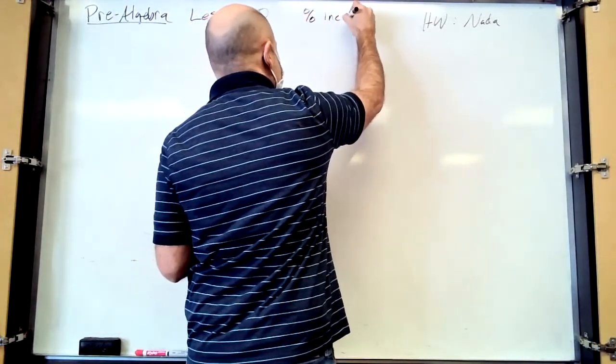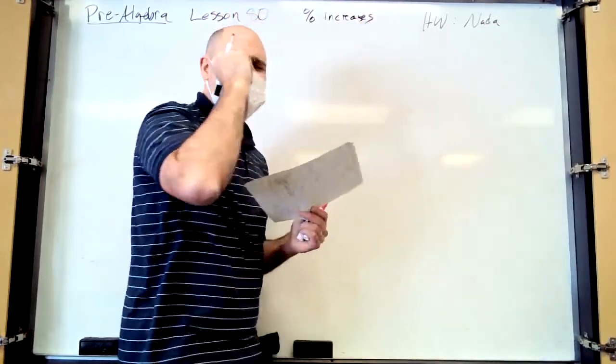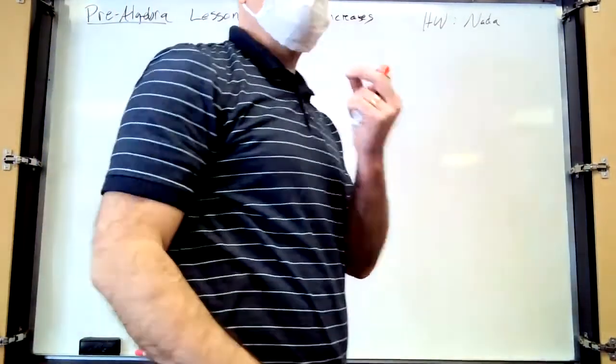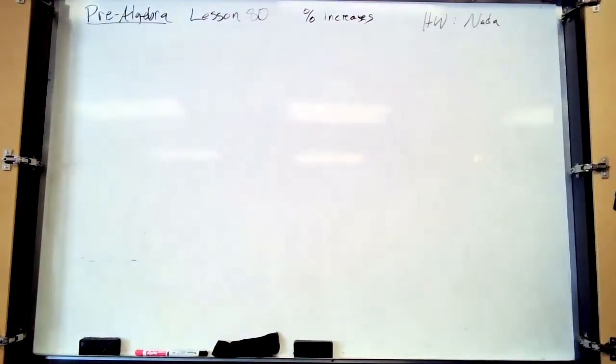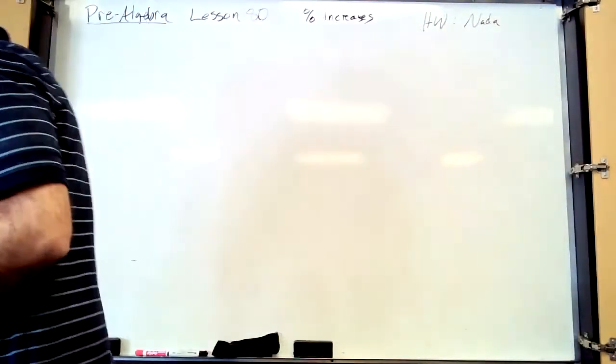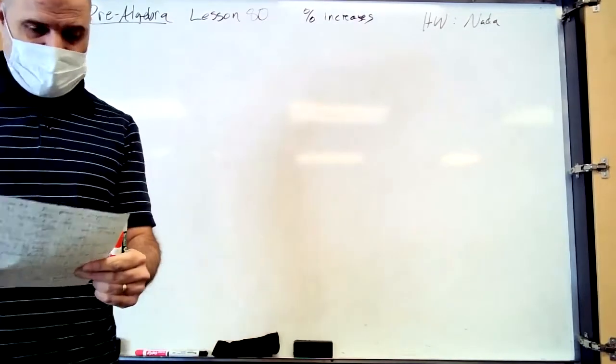Percent increases. Oh, I hate this. Now we've done this a little bit. Let's say that you have $20. And you got a 50% increase in your pay. If you get paid $20 an hour and you got a 50% increase, what is your pay now? 30. How'd you do that? Because half of 20 is 10. And then you add it. So a lot of people just forget to add. So don't forget to add.